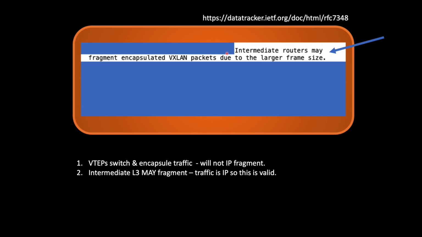Okay, it continues. Intermediate routers may fragment encapsulated VXLAN packets due to a larger frame size. So we may fragment VXLAN on routers that sit on the path in the underlay between the VTEPs. Of course, the traffic is going to be IP traffic for them, so they can fragment that.